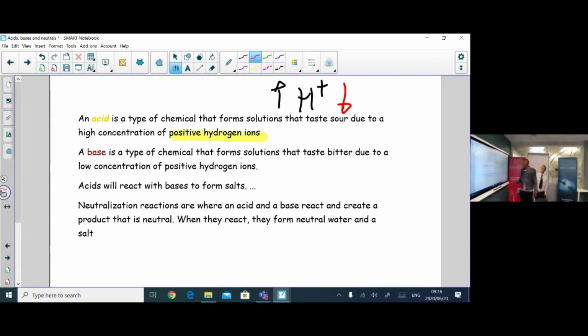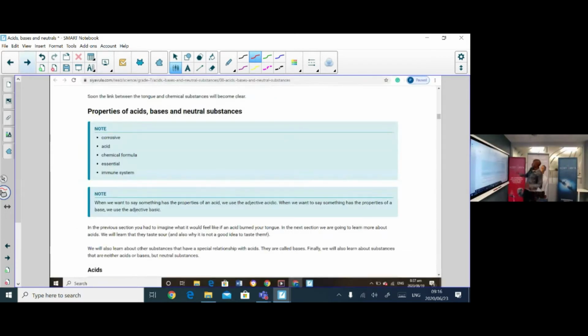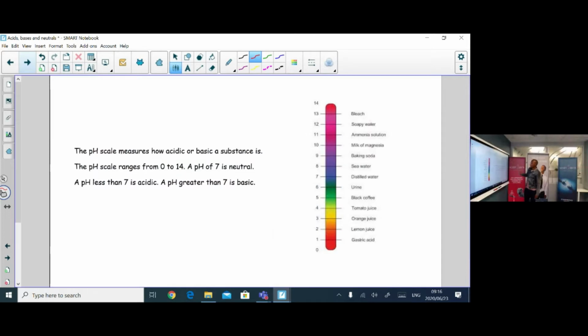We have neutralization, and that's when an acid and a base react and they form a product that is neutral. Normally, they will form a salt and water, right? We spoke of properties of these chemicals. We said they are corrosive. They have a chemical formula. They are essential, and we can find them in our immune system.